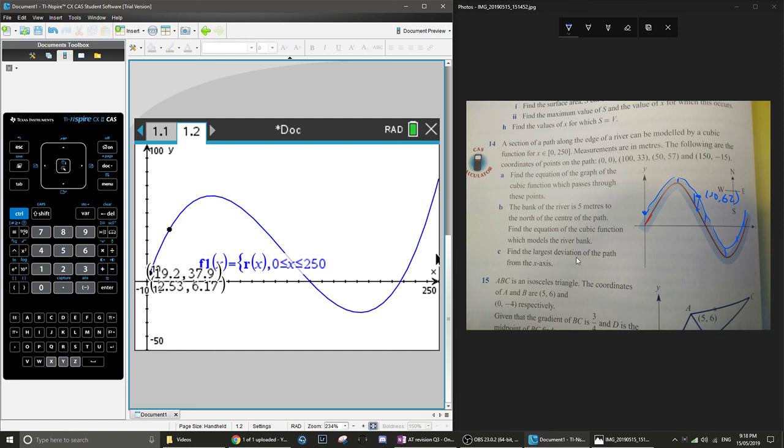Okay, find the largest deviation of the path from the x-axis. That's asking when's it furthest away from the x-axis. Well, there's pretty far away, not so much there, but it happens to be at the actual 250 meter mark. So you can see, looking at this graph, it's deceptive compared to looking at the image in the textbook. Don't be fooled by the textbook. Make sure you plot it and get an actual idea.